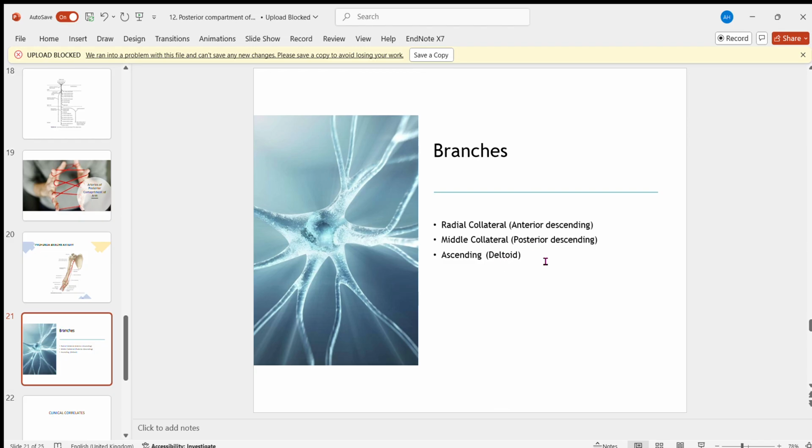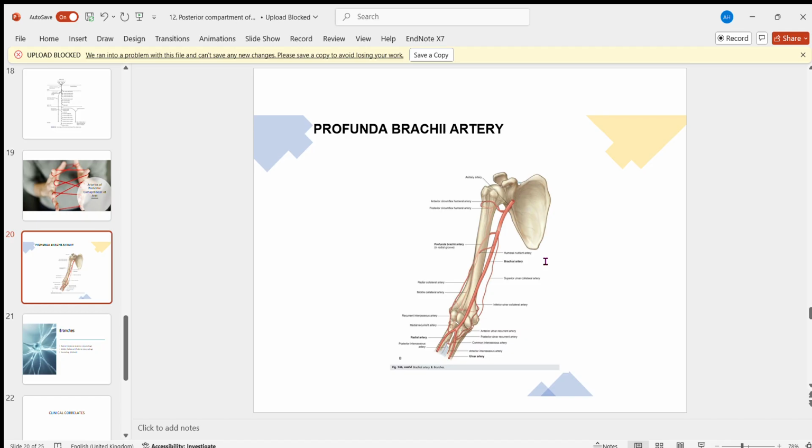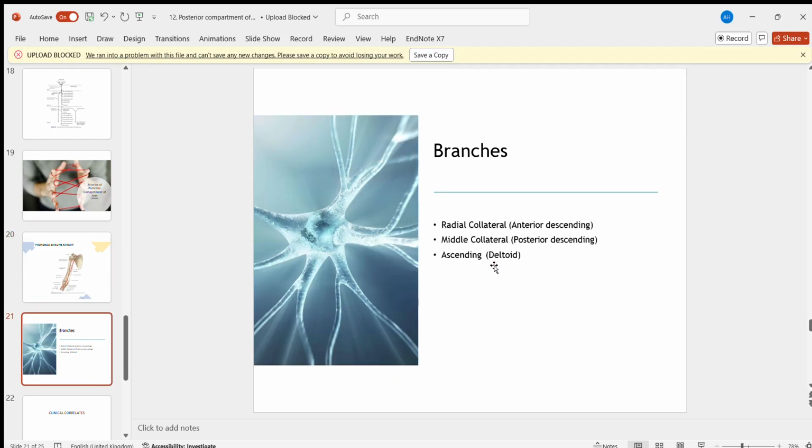So what is the fate of these branches? The ascending branch of profunda anastomoses with a branch of the posterior circumflex humeral artery. The radial collateral anastomoses with the radial recurrent of radial artery and takes part in anastomosis around the elbow joint in front of the lateral epicondyle of humerus. And the middle collateral anastomoses with the interosseous branch of ulnar artery, and this takes part in formation of anastomosis around the elbow joint.